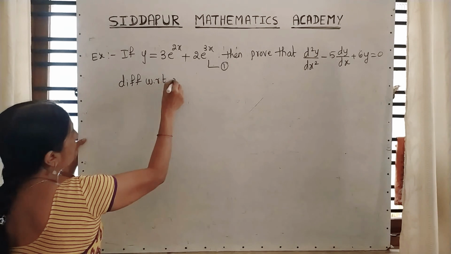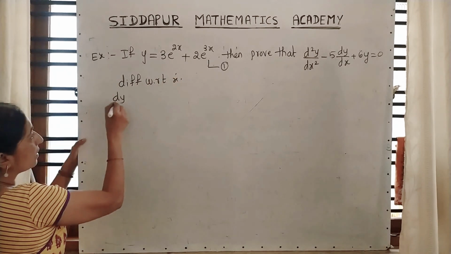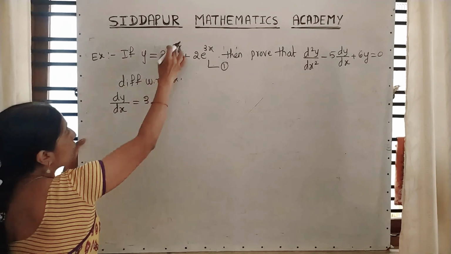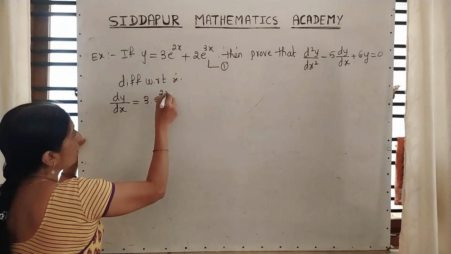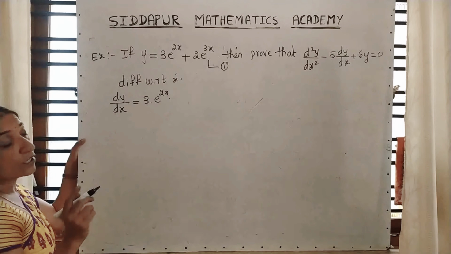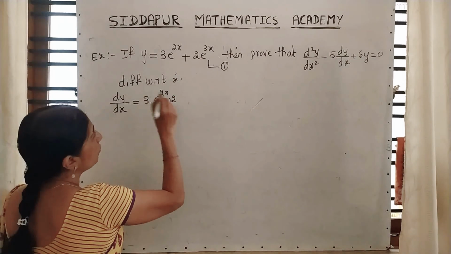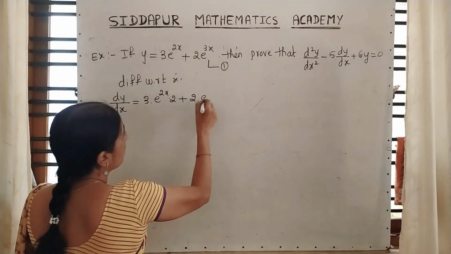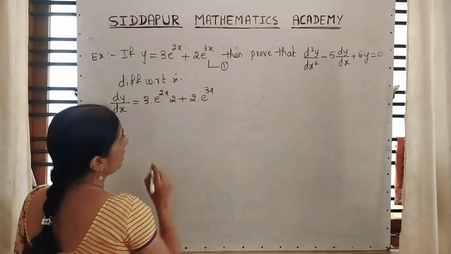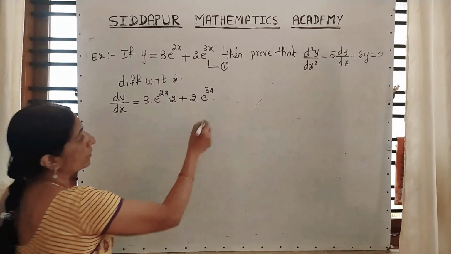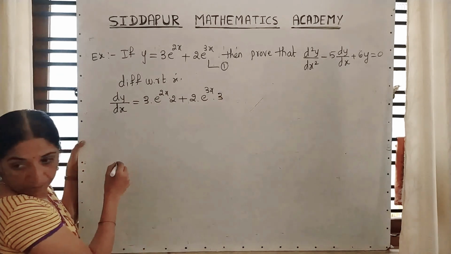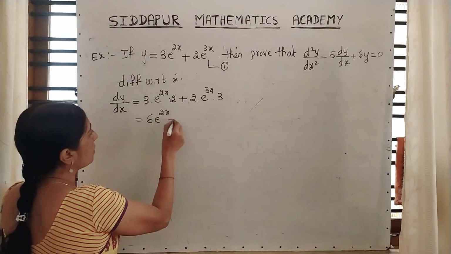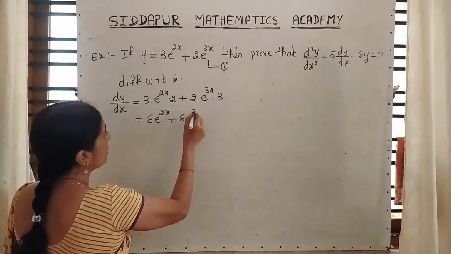Differentiating with respect to x, dy upon dx, 3 constant, differentiation of e raised to 2x is e raised to 2x into differentiation of 2x, which is 2, plus 2 constant, differentiation of e raised to 3x is e raised to 3x into differentiation of 3x, which is 3. It is 6 into e raised to 2x plus 6 into e raised to 3x.